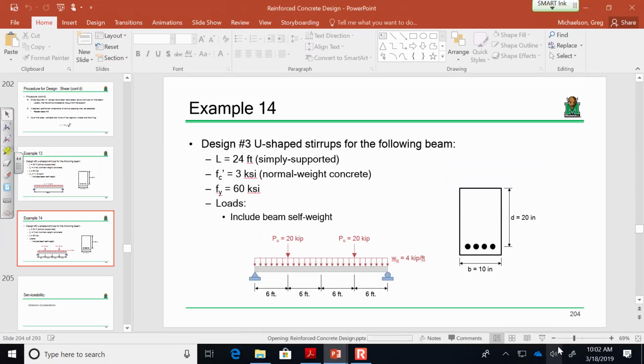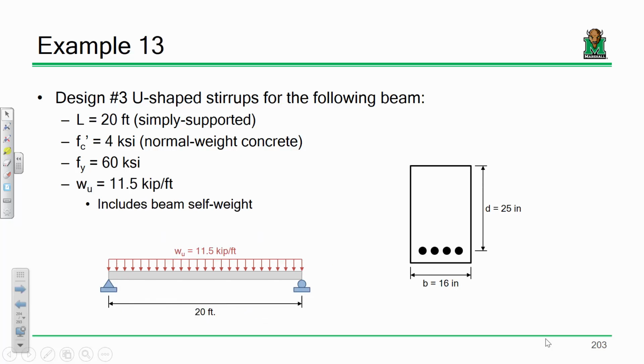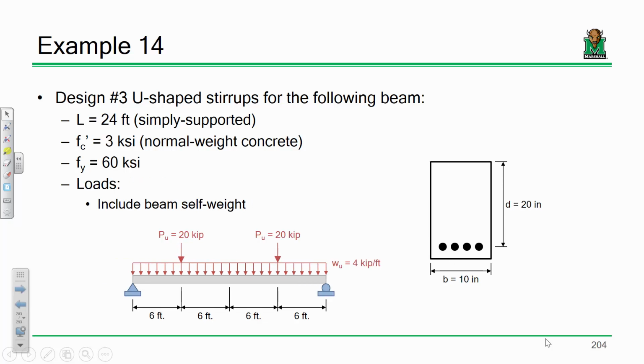So first off, here's the example. Now, this example is obviously a little different than what we did last time. So last time we had a uniformly distributed load. So here's our example last time, and here's our example this time.